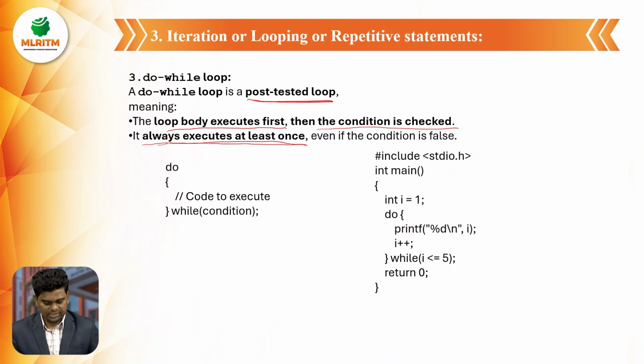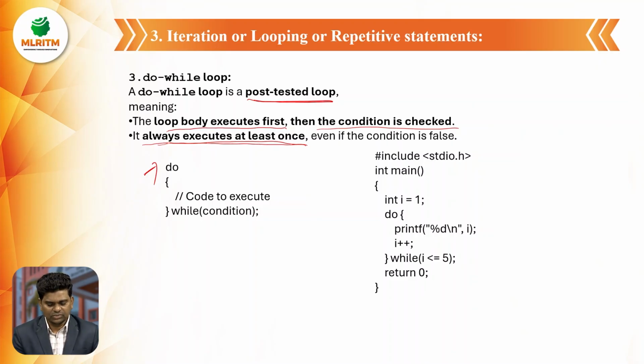Now see the syntax of do while. You start with the do keyword. It is a keyword, so we must write it in lowercase. Then it enters into the body. After the body we have while with the condition, and we put a semicolon here. That is the syntax for do while.